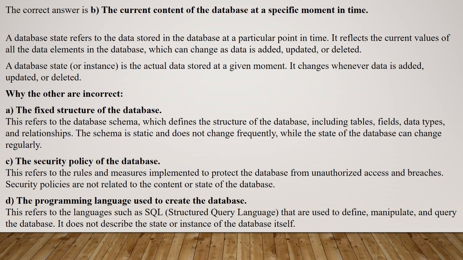C, the security policy of the database. Yes, this one is also wrong. This refers to the rules and measures implemented to protect the database from unauthorized access and breaches. These security policies are not related to the content or state of the database. A security policy is a statement written about what to do and what not to do.